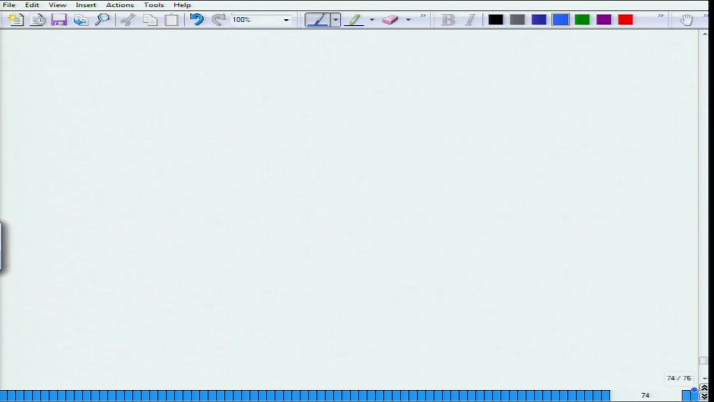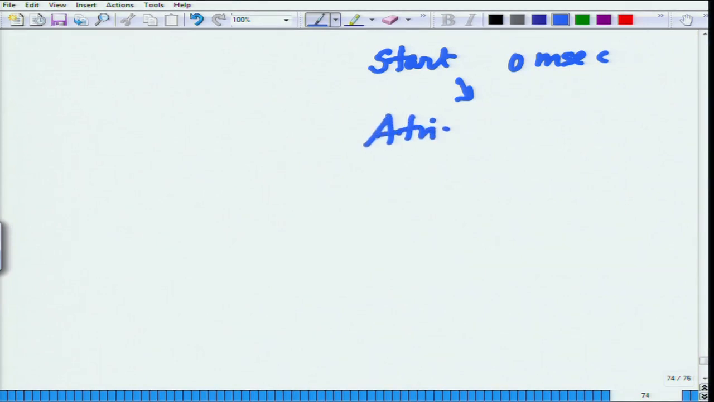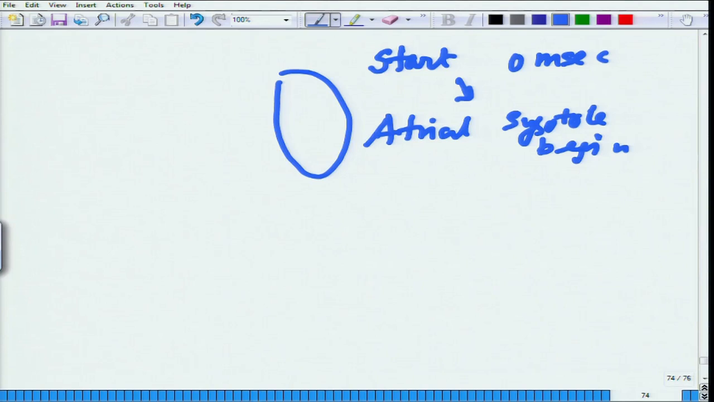Okay. So, it starts. Let us put a start point here. The first thing which happens, and this is at 0 milliseconds, is that atrial systole begins. This is the step when the atria, which are all filled, start to contract.